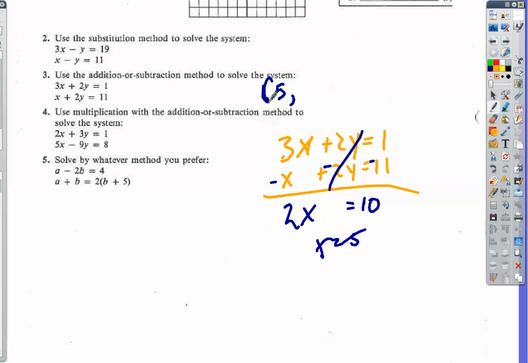And so now we need to plug it in. So x is equal to 5, so we know that 5 plus 2y is equal to 11. I'll just use the bottom equation because it's less work for me. I'll subtract 5 from both sides, so I get 2y is equal to 6. Divide by 2 from both sides, and I get y is equal to 3. So there is my final answer.